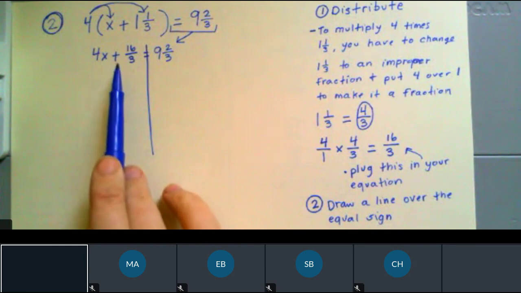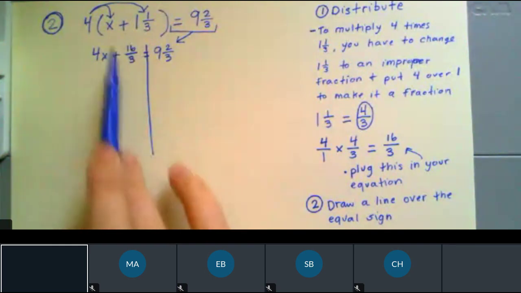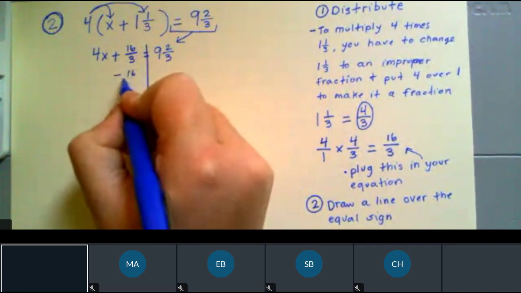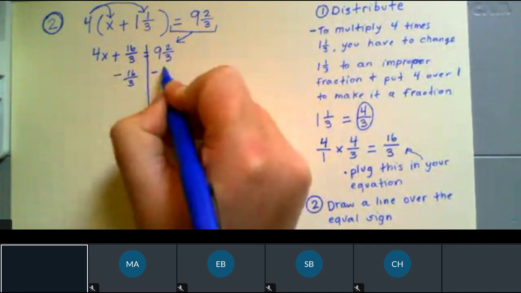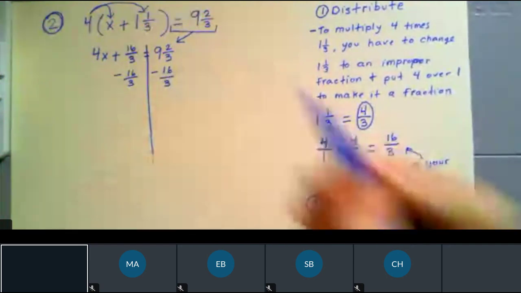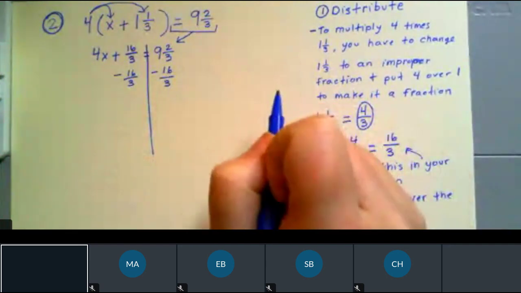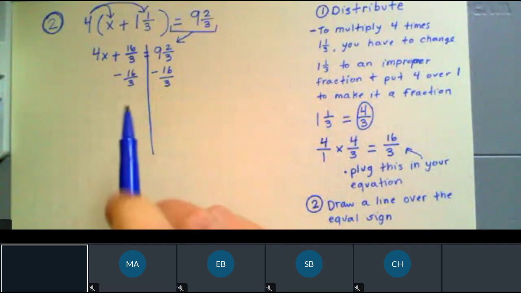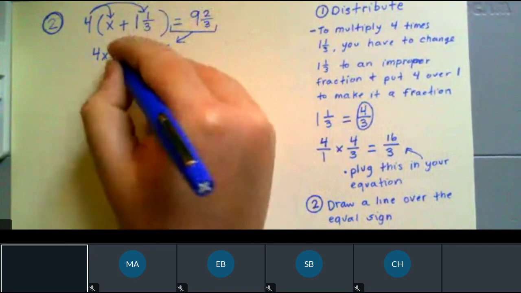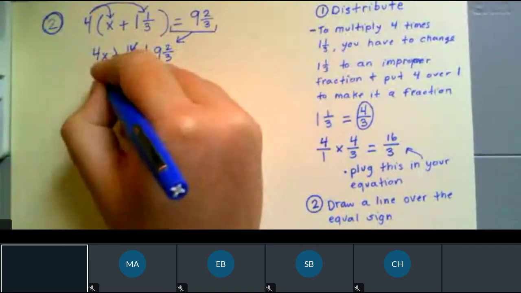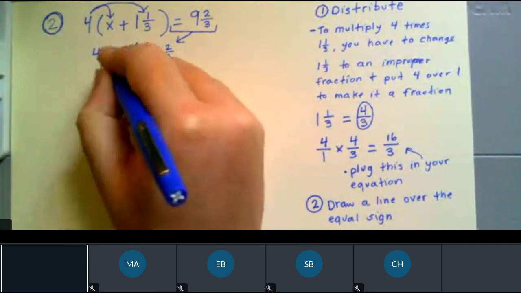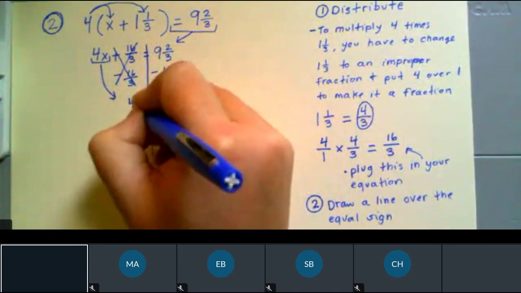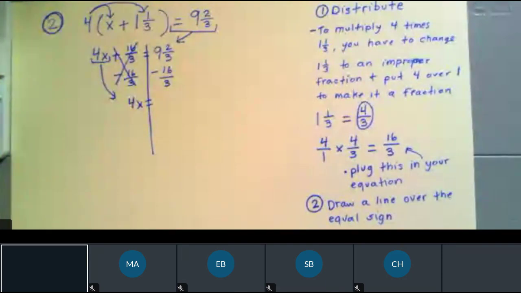So in order to undo this addition and to be able to cancel out, we're going to subtract 16 thirds on both sides. Okay, just like that. And a positive 16 thirds and a negative 16 thirds will cancel each other out. So let's cross that out. And we're going to bring this 4x down because we didn't do anything with 4x.